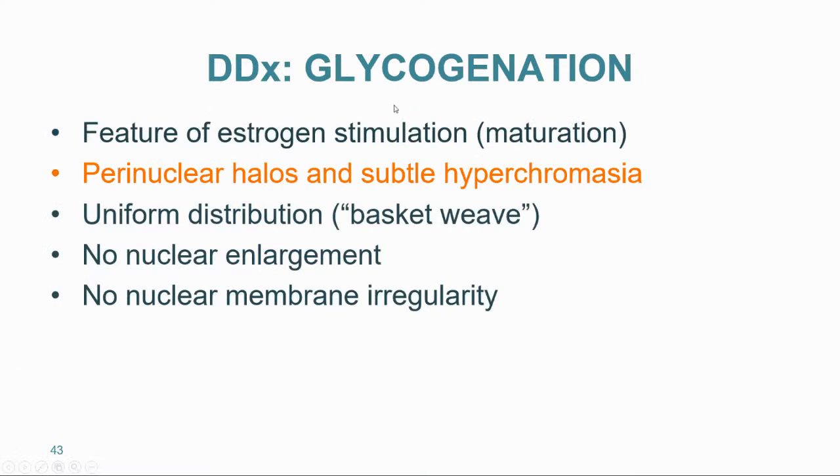Something that I actually see more frequently misdiagnosed as low grade is just the physiologic effect of estrogen in the squamous epithelium, which we call glycogenation. The accumulation of glycogen in the mature squamous epithelium during reproductive age causes that basket weave appearance with the formation of this very distinct perinuclear halo that in the setting of subtle hyperchromasia, subtle nuclear enlargement, may make us think of a low-grade lesion. However, you shouldn't see significant nuclear irregularities in the nuclear membrane or in the chromatin distribution pattern.